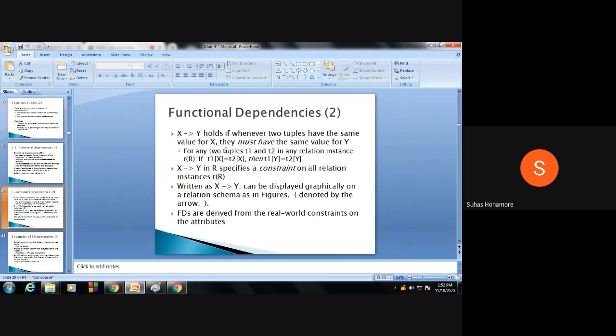The meaning is, suppose in your relation there are two tuples. If there are two tuples with the same value of X, then they must have the same value of Y also. That is, if two tuples t1 and t2 in a relation have t1[X] equal to t2[X], that is, the two tuples have the same X values, then t1[Y] must equal t2[Y]. Then we say X functionally determines Y. Now we'll take one example.